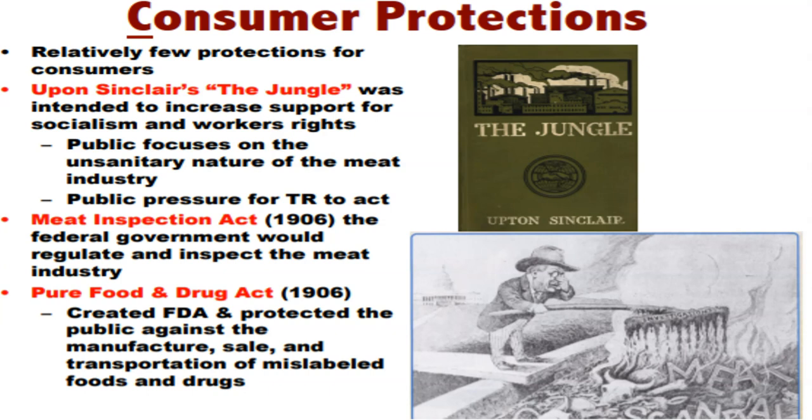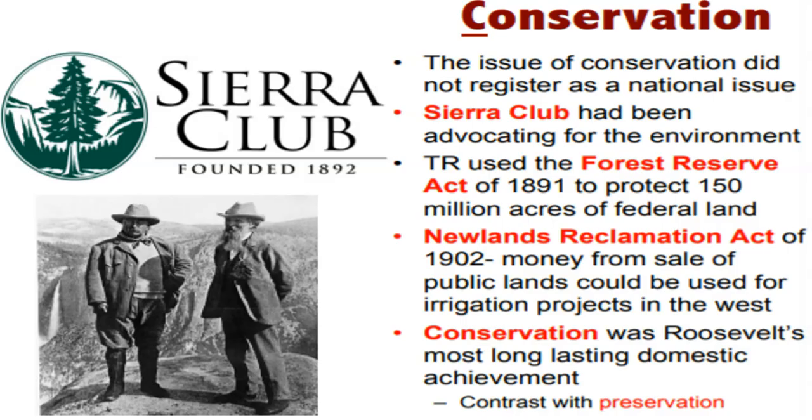The federal government would regulate and inspect the meat industry very closely. Also, the Pure Food and Drug Act of 1906 created the FDA and protected the public against the manufacture, sale, and transportation of mislabeled foods and drugs.